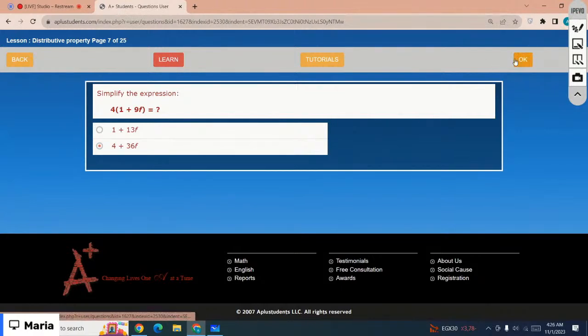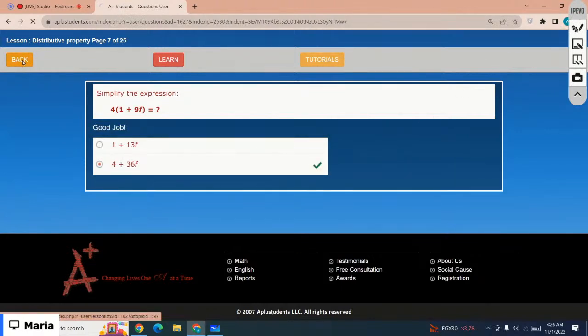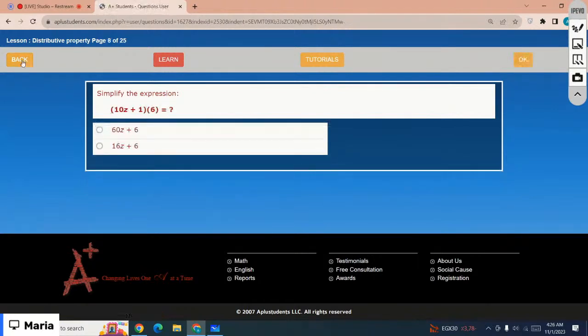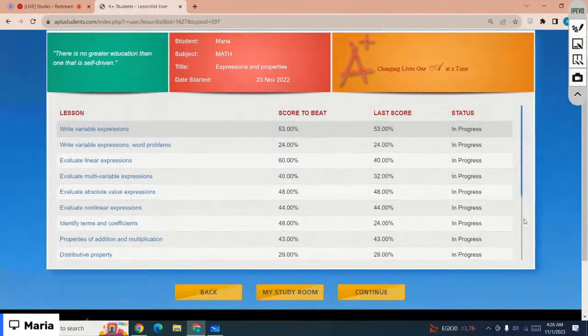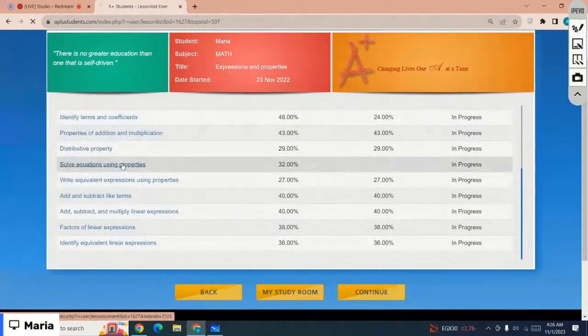Okay, you can complete the lesson by yourself later today. Let me just move on to the next lesson. And the next lesson is solve equations using properties.